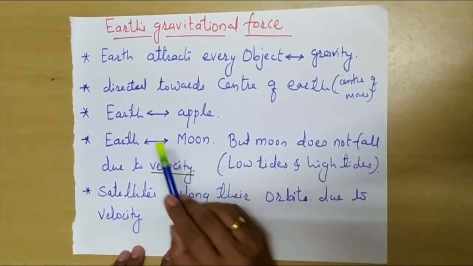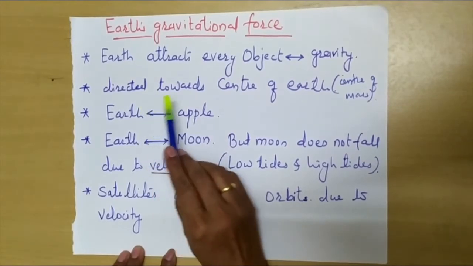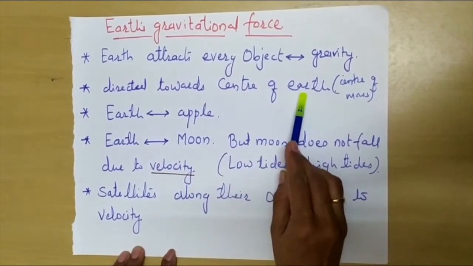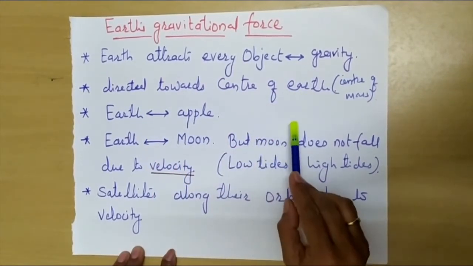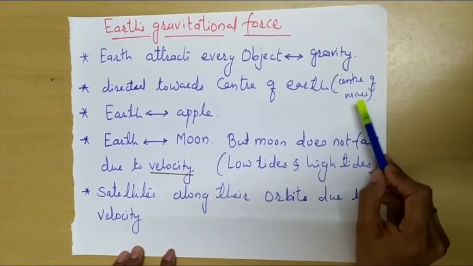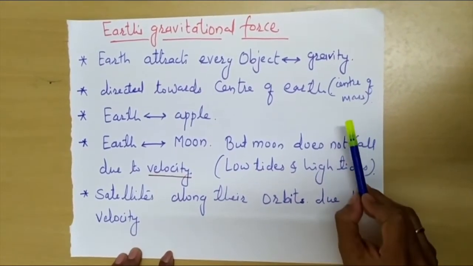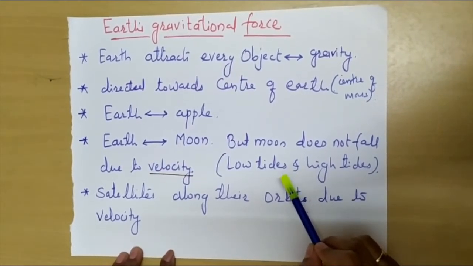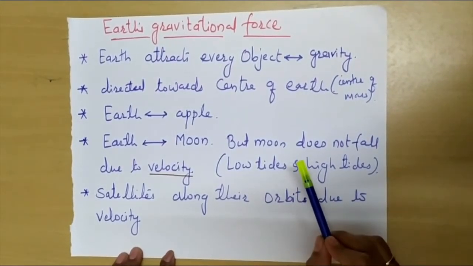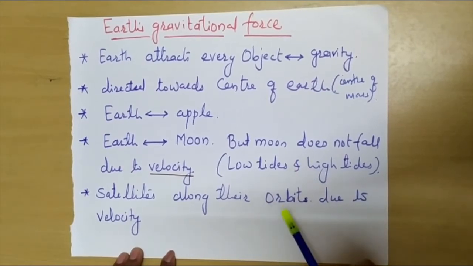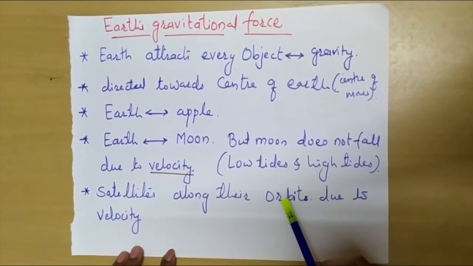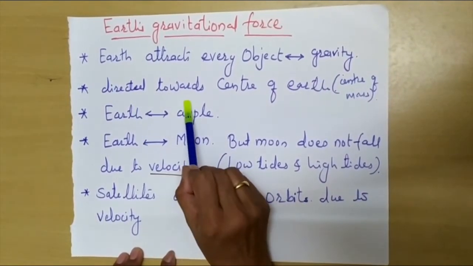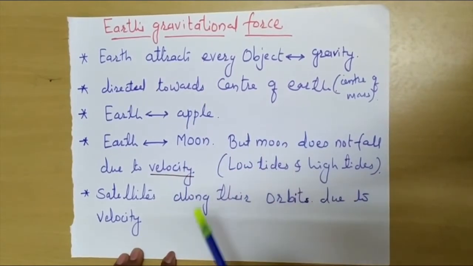Now this gravitational force of Earth is always directed towards the center of the Earth, because the center of mass of the Earth is nothing but the center of the Earth. So due to that, if any object is thrown upwards, that object always falls vertically downwards. That means it is always directed towards the center of the Earth.